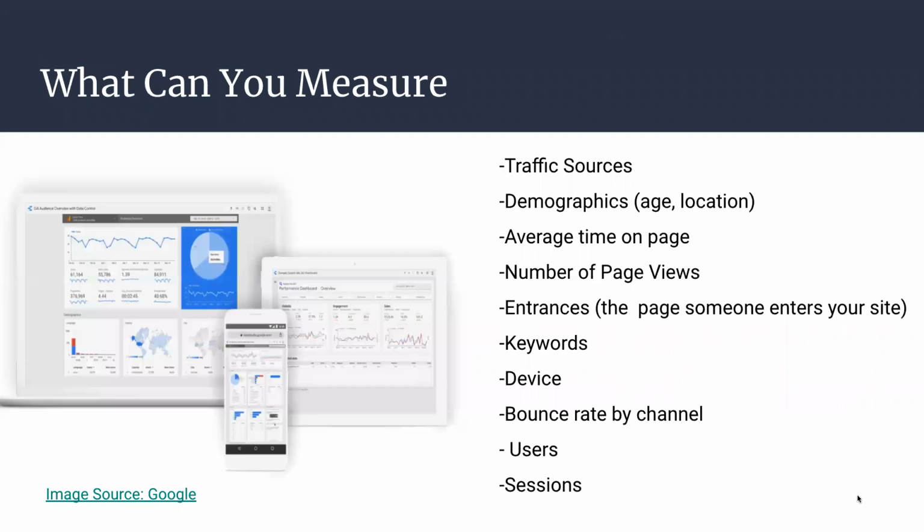What can you measure? I said there's over 200 metrics, and there are. The most common ones are your traffic sources, demographics, the average time on page. This is how long somebody's spending on your website. You're able to track the number of page views. That's how many pages on your website users are viewing. This can vary. If you have a very expansive website that has tons of pages, this could be good information for you to understand how people are behaving.